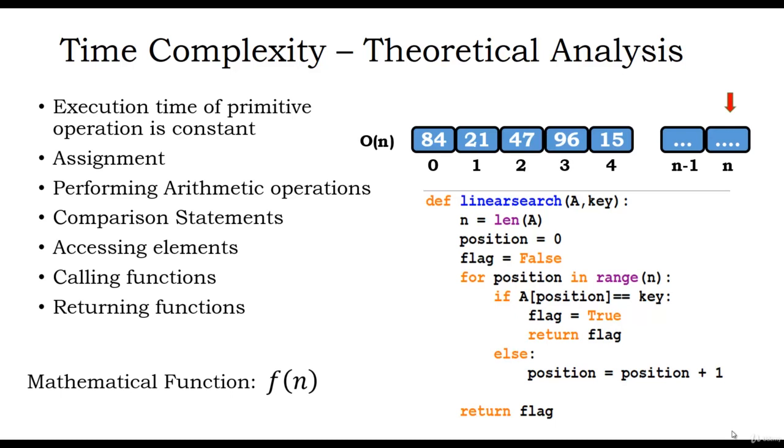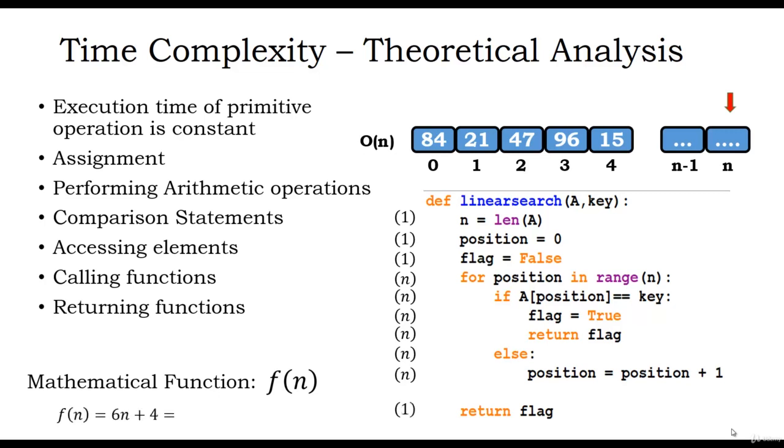Let us take the first statement of the Python function. This statement is an assignment statement, therefore we say that it takes a constant time. The second statement also takes a constant time to compute, as well as the third statement. Now, the statement with the for loop will run for n number of times, and the if statement, that is the comparison, followed by the for loop will by itself take constant time, but since it's within the for loop, it has to execute n number of times. In the same way, the return flag, else, and incrementing the position will all take n number of times to compute. And finally, we have returning the flag.